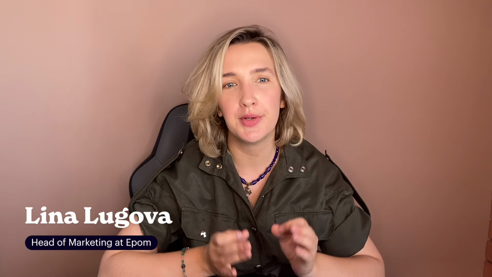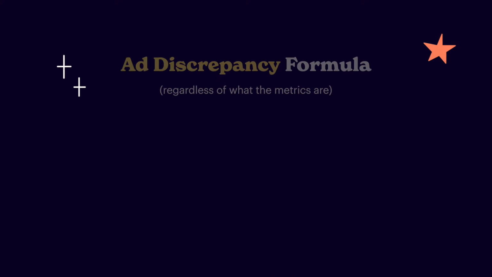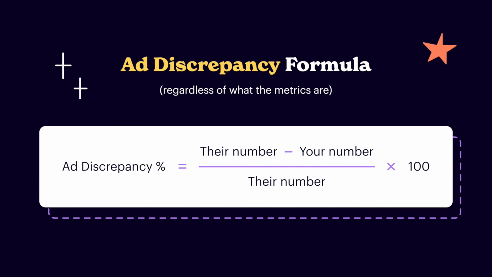This is Lina, CMO at EPOM, and in this video I'll walk you through 5 most common causes of advertising data discrepancy. But first, let's recall the formula to calculate discrepancy for impressions, clicks, or any other advertising metrics. So subtract your number from the other party's number, divide the difference by the other party's number, and multiply it by 100 to get the ad discrepancy percentage.